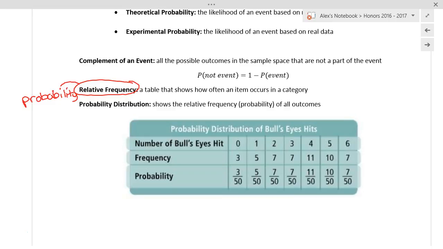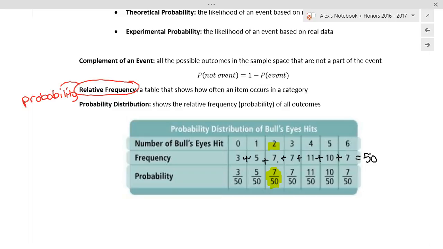So if you look at our table here, on number of bullseyes hit, the relative frequency of someone hitting 2 bullseyes is 7 out of 50. Because 7 people hit 2 bullseyes, and if I add all these numbers up, that equals 50, the total number of people that were trying to hit a bullseye.